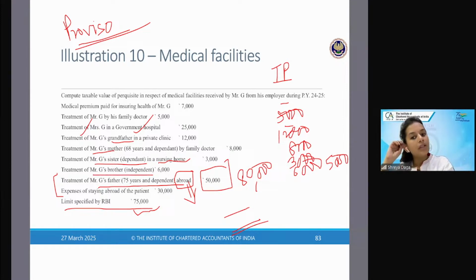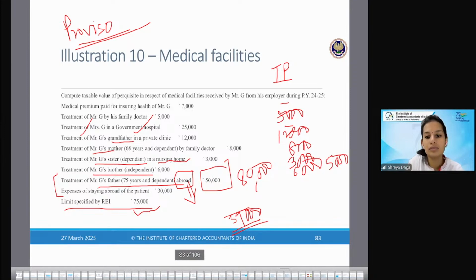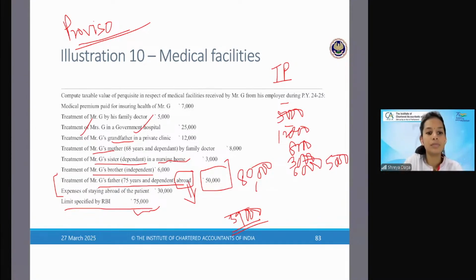80 minus 75 is 5. What is the total value of taxable perquisite in this case? 39,000 is the right answer. Okay, 39,000 is the taxable value.